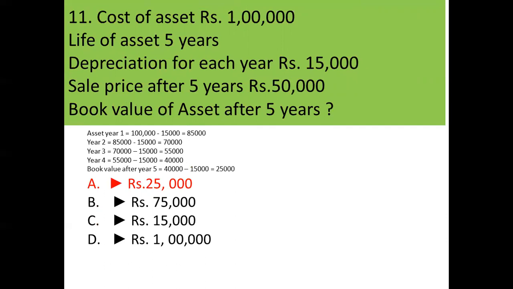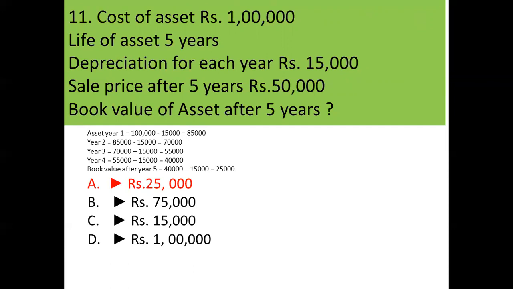Question 11. Cost of asset is 100,000. Useful life is 5 years. Depreciation for each year is 15,000. Sales price after 5 years is 50,000. The book value of the asset after 5 years is, you have to calculate the book value, and now I'll show how to calculate it.